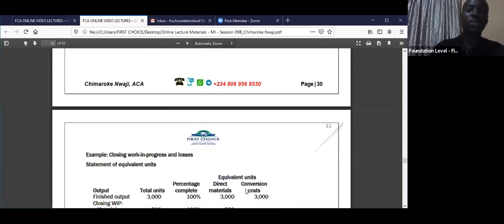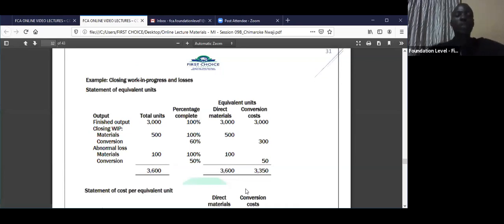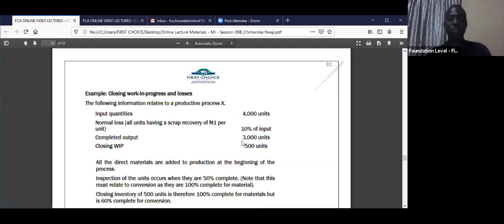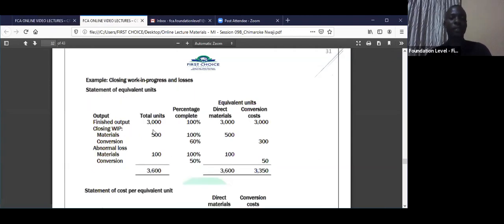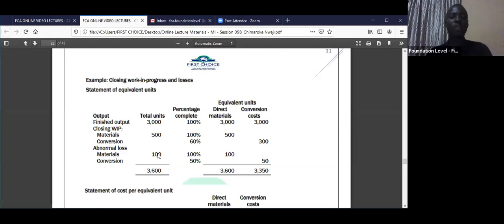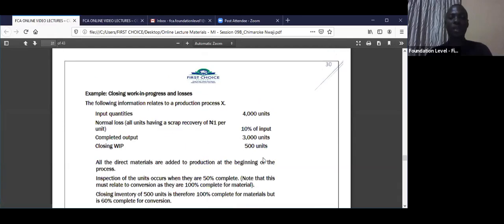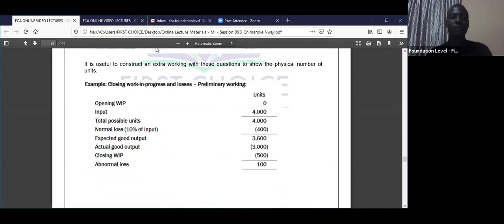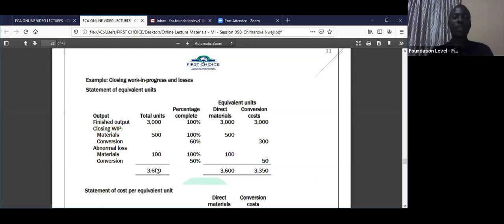The next thing to do is to calculate your closing work in progress and losses. How do we do that? We use the statement of equivalent units; we said we use it for outputs. Finished output is 3,000. The question told us completed output is 3,000. Work in progress is 500. Abnormal loss was 100. Remember, we had our 100 abnormal loss. If you add all of them, it is 3,600.